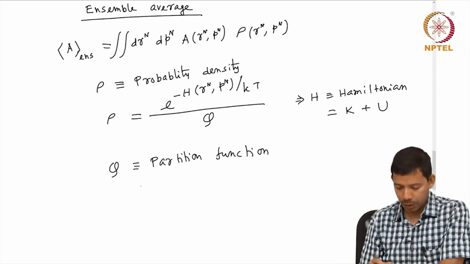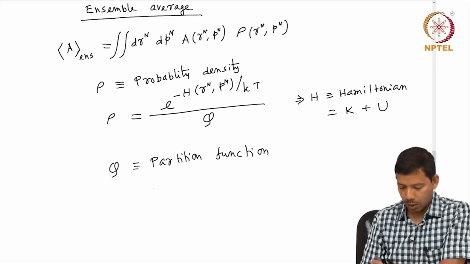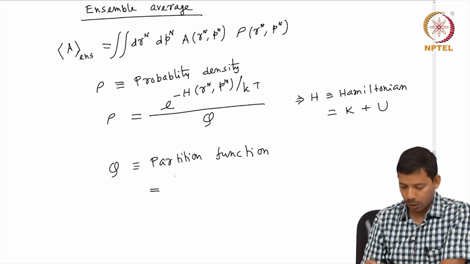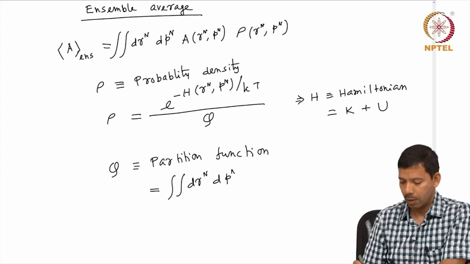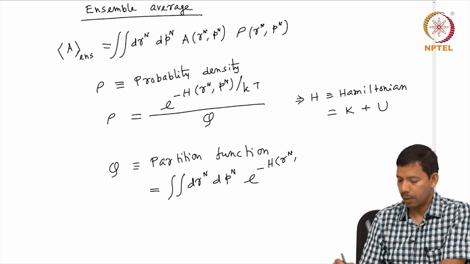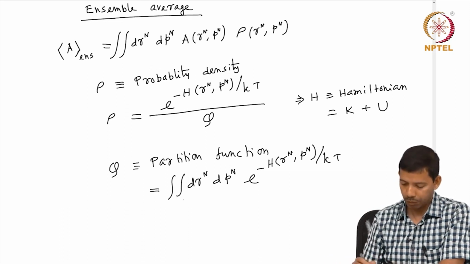Q is the partition function, and that Q can be written as the integral of drN dpN e to the power minus H(rN, pN) by kT. So this is the partition function Q.